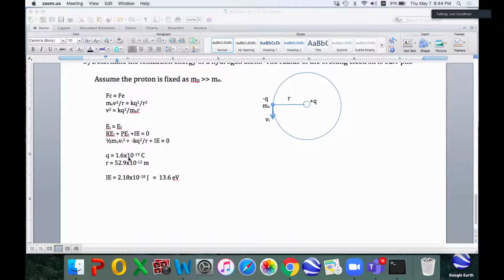Here we go again. The charge on the electron is also the same as the charge on a proton. That's why I've got Q squared here. This is the distance. You can look it up online. That's the radius. And why don't I have to worry about the mass of the electron?